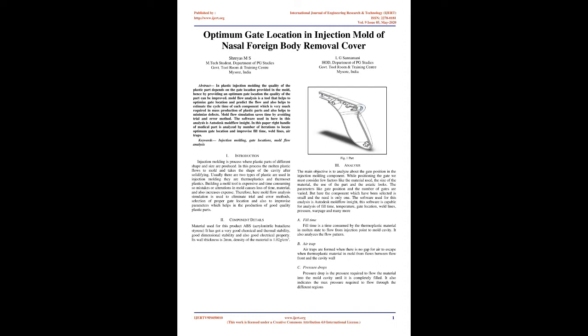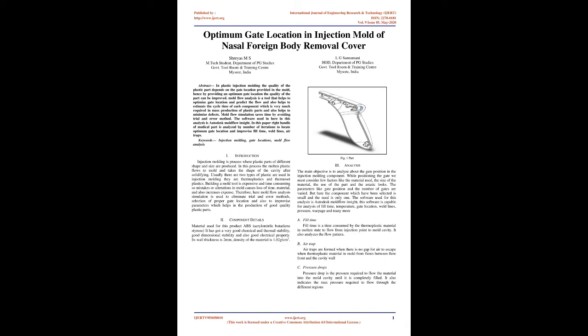Introduction. Injection molding is a process where plastic parts of different shape and size are produced. In this process, the molten plastic flows into the mold and takes the shape of the cavity after solidifying. Usually there are two types of plastic used in injection molding. They are thermoplastics and thermoset plastics.